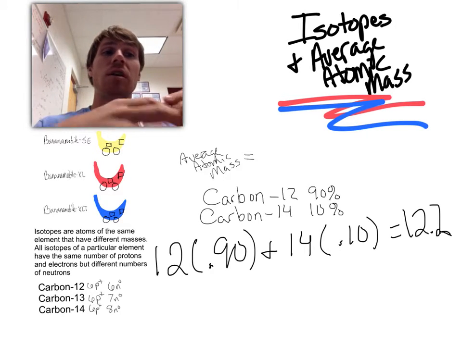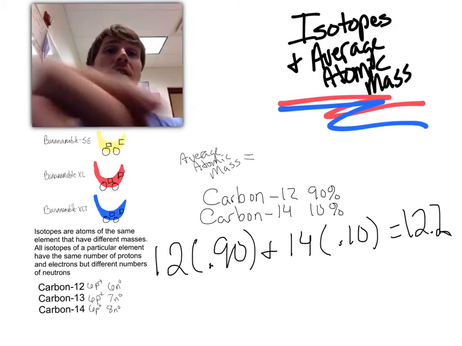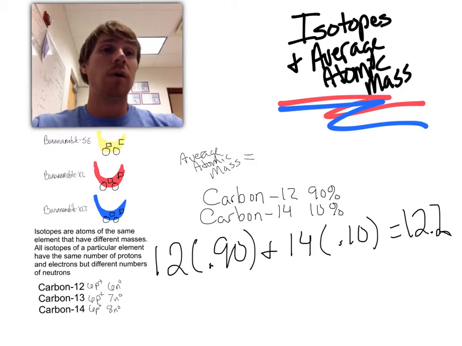Which is what we thought would happen, that we're a lot closer to 12 because most of the carbon is going to be carbon-12. So that's the process for finding average atomic mass, and we're going to practice this a lot as we keep going forward.